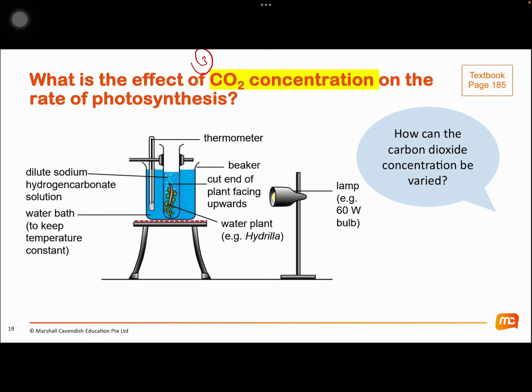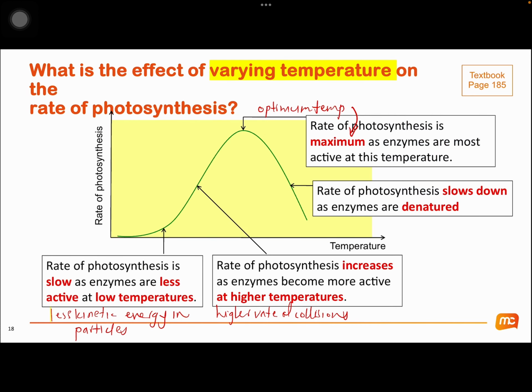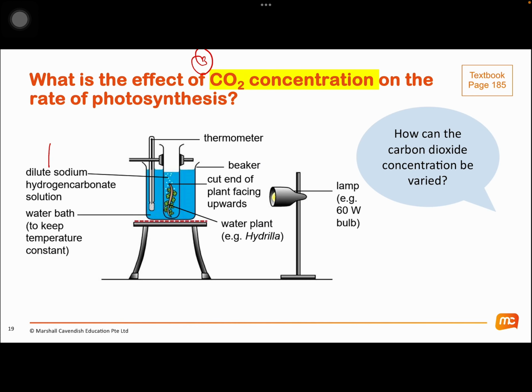So temperature is a really short and sweet one, and now we'll look at the effect of the last factor, carbon dioxide concentration. How do we vary the carbon dioxide concentration? Definitely we have to vary the concentration of the solution used while keeping the rest the same. Let's take a look at the next video to see how it is done in the lab.